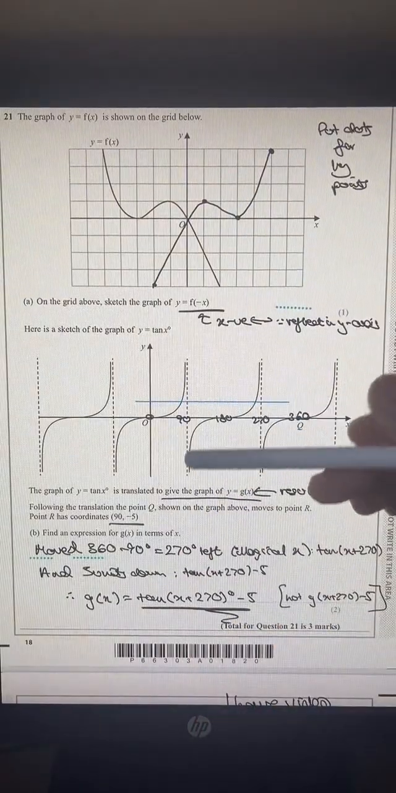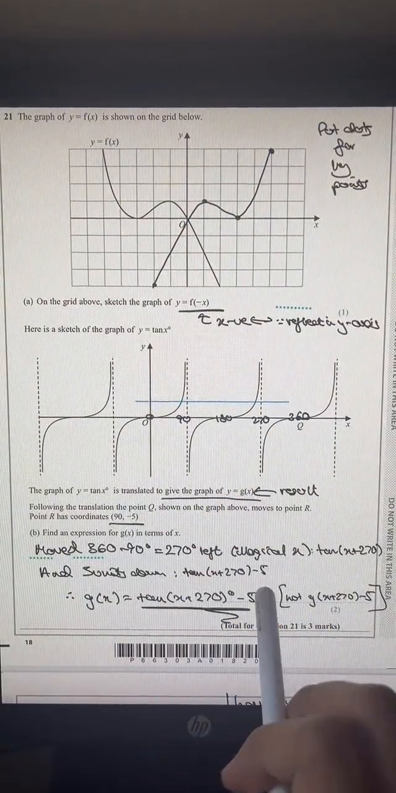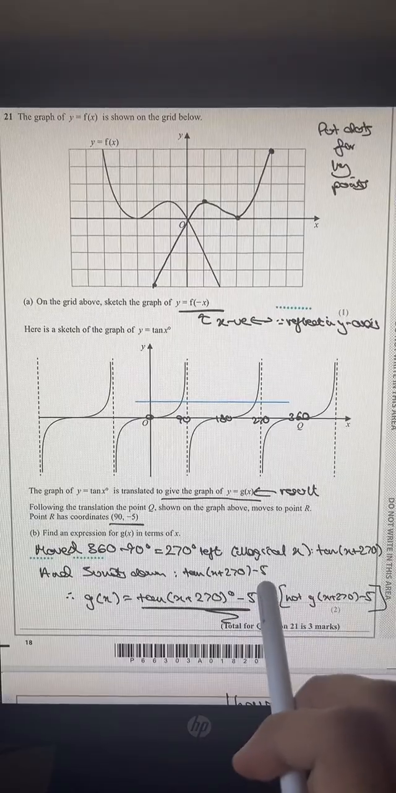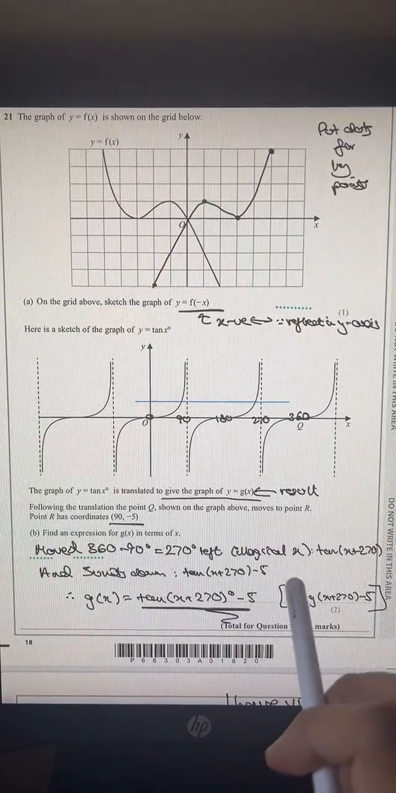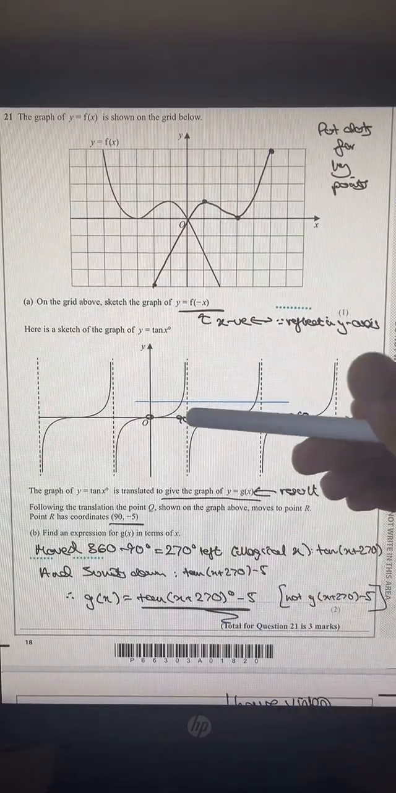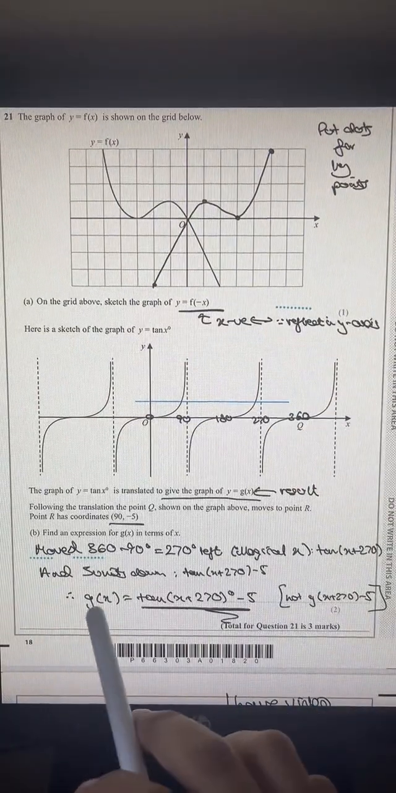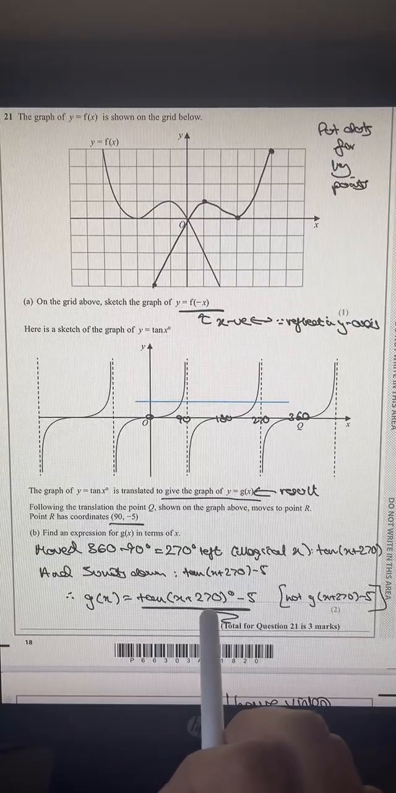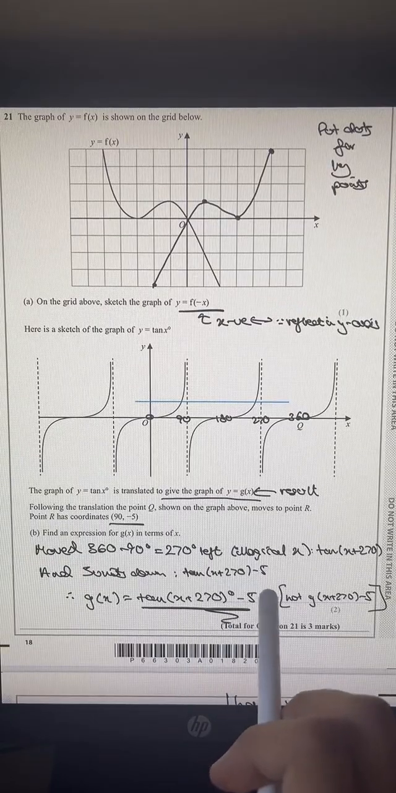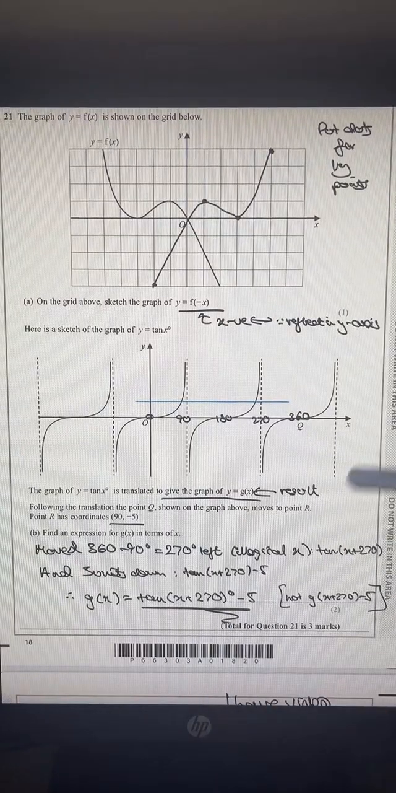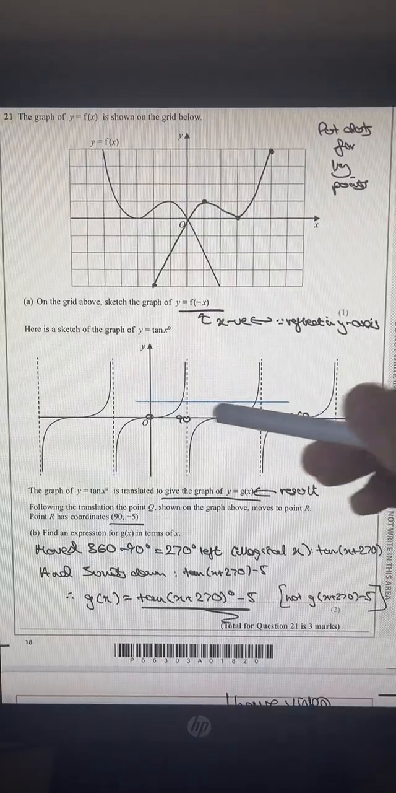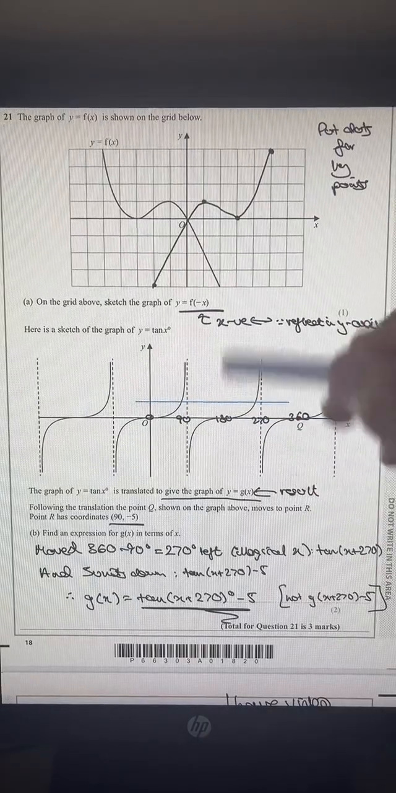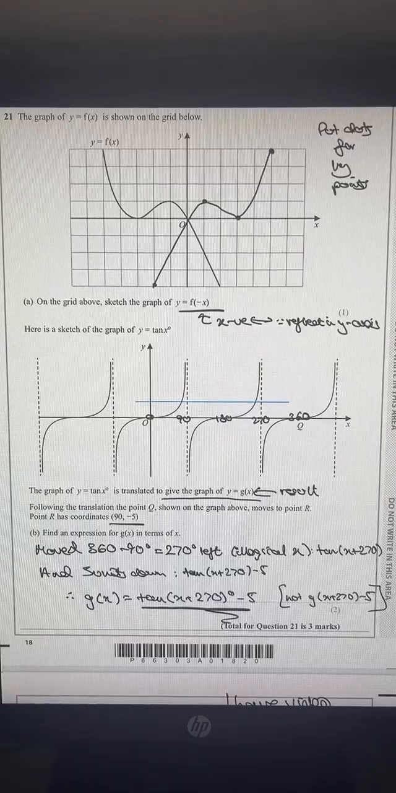And now I need to go down. So 5 units down is in the y direction, and y is logical, so it's going to be outside my x brackets. So it's going to be minus 5, to get down to R over there. So g of x, which is my resulting graph, is equal to tan of x plus 270 degrees, minus 5 on the outside. That's how you work it through step by step. See how to go from one to another. Do your x shift, do your y shift, and then you should be good to go.